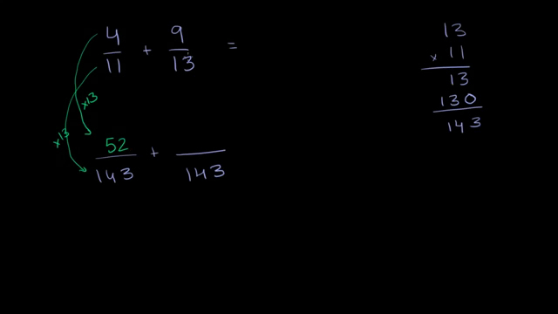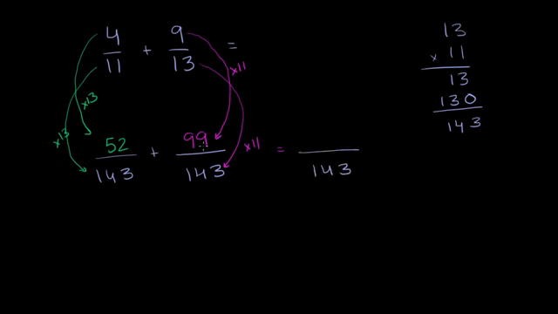And then to go from 13 to 143, we multiplied by 11. So if we multiply the denominator by 11, if we don't want to change the value of the fraction, we have to multiply the numerator by 11. 9 times 11 is 99. And now we're ready to add. This is equal to, our common denominator is 143.